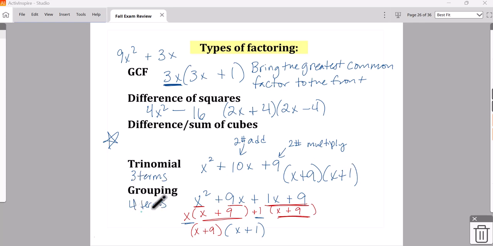And then if we're grouping, there's 4 terms, always 4 terms. And so you can factor out GCF here, factor out GCF here. And then this term and this term should be the same. And so x plus 9 and x plus 9 can come out in front. And what's left, underlined in blue, is the x and the plus 1. And so x plus 9 is one factor, x plus 1 would be our other factor. So grouping only works when there's 4 terms. Trinomial works when there's 3 terms. Difference of squares, there's 2 terms, and then GCF can work with however many terms you have.